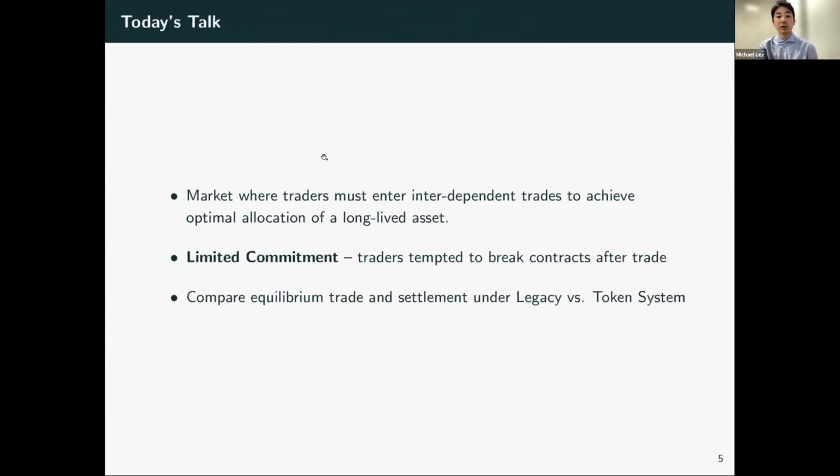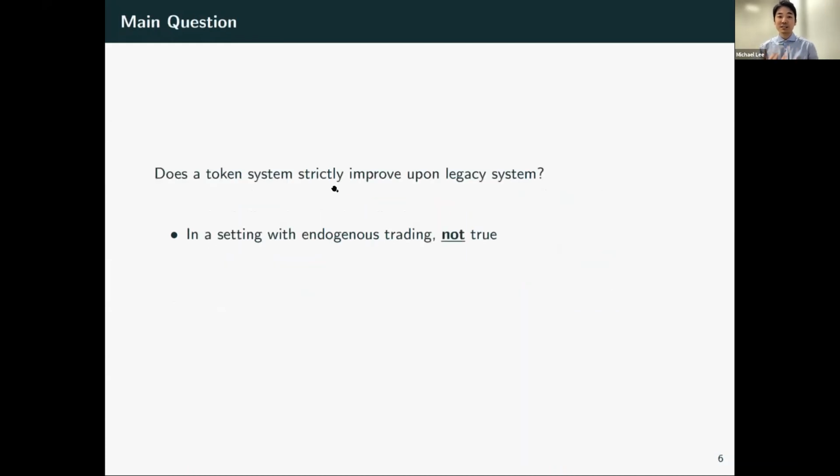So in this paper, we're going to consider a market where traders enter these interdependent trades in order to achieve the optimal allocation of a long-lived asset. And key here is that there's a limited commitment problem. Sometimes traders are tempted to break contracts after the time of trade. What we want to do is compare equilibrium trade and settlement under the legacy and the token system. So the main question is really, does the token system strictly improve upon the legacy system? And we'll show, in a setting with endogenous trading, not necessarily.